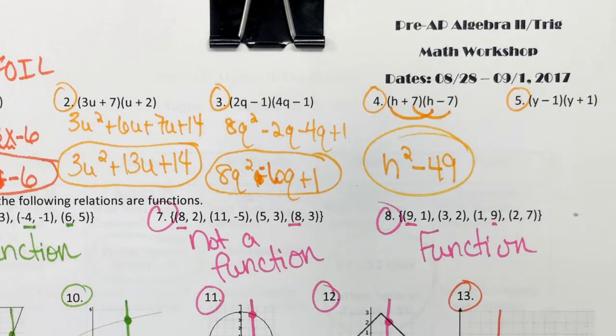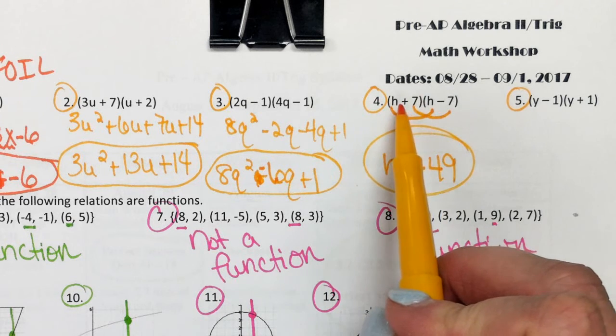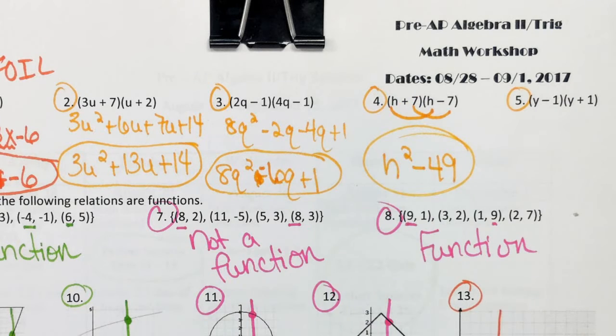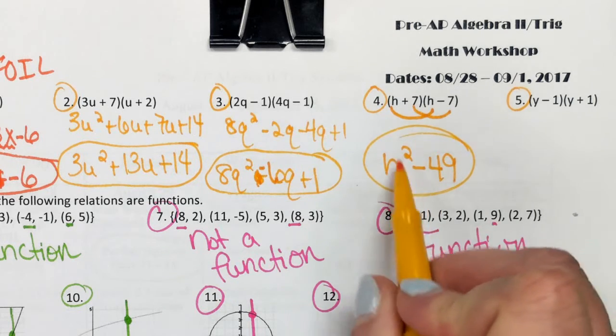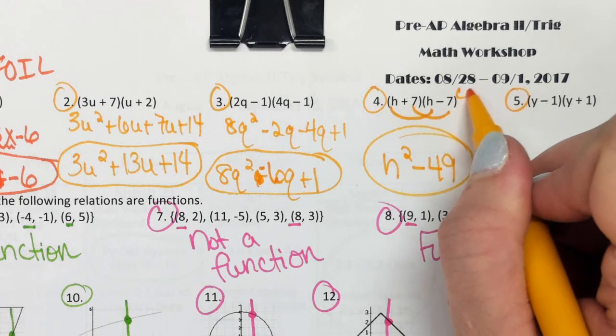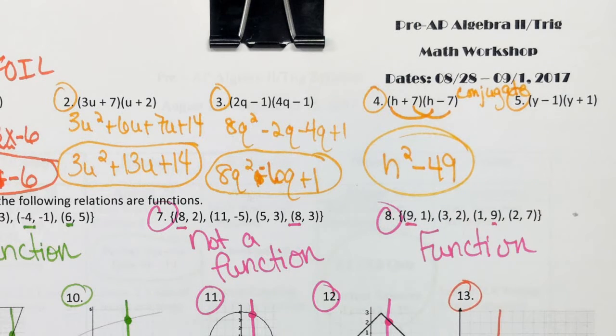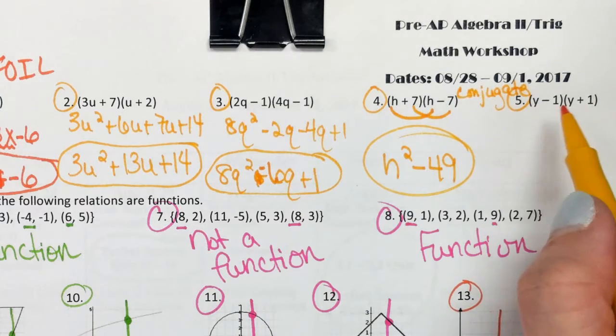The only time you can do that is if they're exactly the same except one's a positive and one's a negative, right? Do you remember what those are called? This one must be called the difference of two squares. This one is, but not factored like that. This is called a conjugate. Yeah, these are called conjugates. Conjugate. All right, what about number 5?